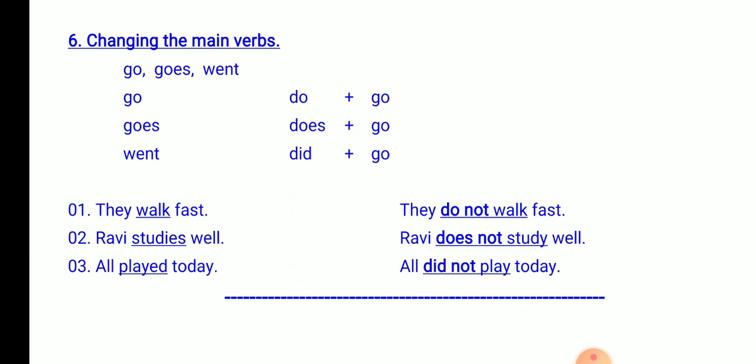Go through the examples again. The sentence they walk fast becomes negative as they do not walk fast. Ravi studies well becomes negative as Ravi does not study well. All played today becomes negative as all did not play.